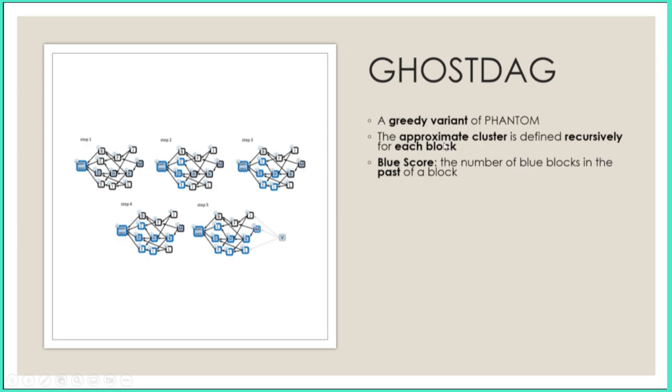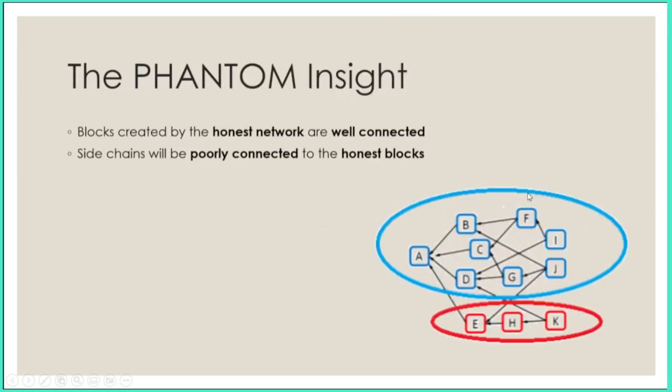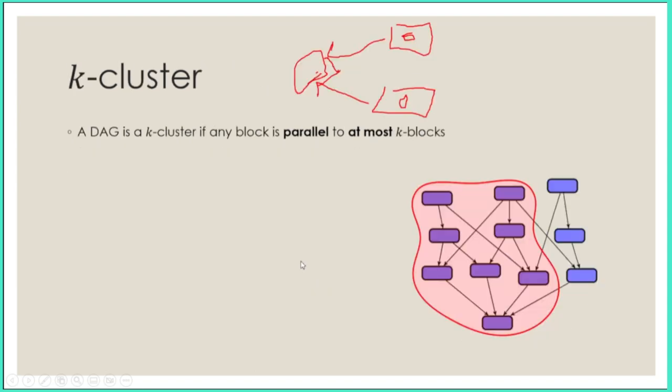So for each block, we have this thing called the blue score of the block, which is just the number of blue blocks in the past of this block. So again, if I go back to this drawing, then the blue score of J would be 1, 2, 3, 4, 5, right? Because it has 5 blue blocks in its past. The E block is also in its past, but it doesn't contribute to the blue score.